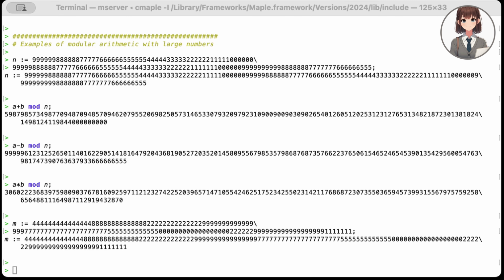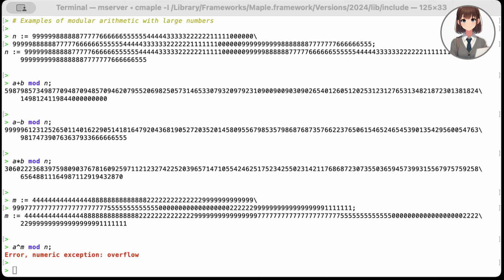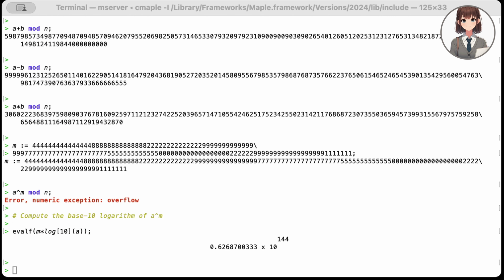Let's define an exponent m, and then compute a to the power m modulo n. Maple gives up because it is using the naive algorithm that computes the integer a to the power m first, and the integer a to the power m is too large for Maple. In fact, the number of decimal digits in a to the power m is about 10 to the power 144. In comparison, the number of atoms in the observable universe is only 10 to the power 80. So you can understand why Maple can't even store the number a to the power m, let alone compute it.